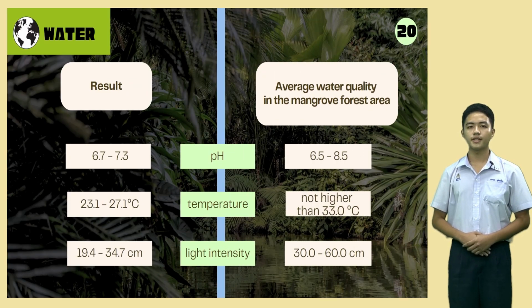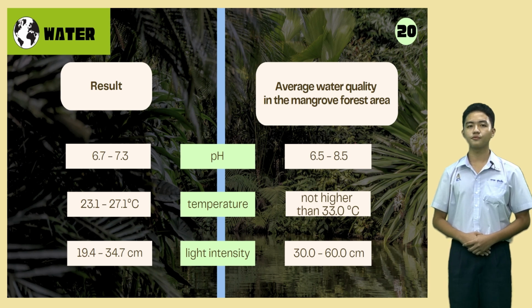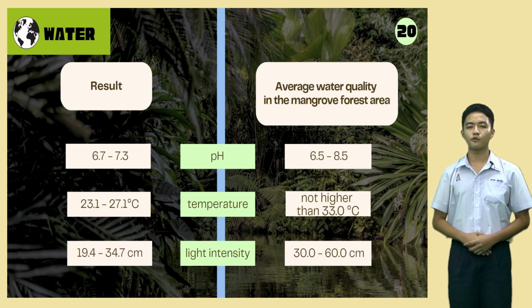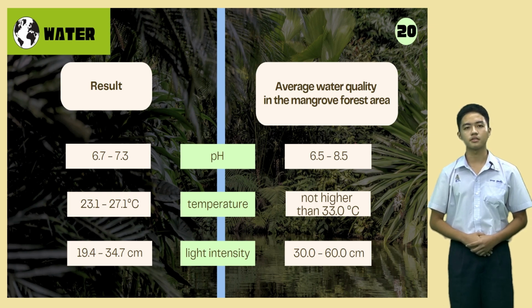Number 2. Water quality. The average pH of the water is 6.7 to 7.3, within the norm range of 6.5 to 8.5, according to guidelines from the Department of Fisheries in collaboration with the Ministry of Agriculture and Cooperatives. The average temperature of the water is 23.1 to 27.1 degrees Celsius, within the standard limit of not exceeding 33.0 degrees Celsius. The light intensity value for the water ranges from 19.4 to 34.7 centimeters, compared to the usual range of 30.0 to 60.0 centimeters.